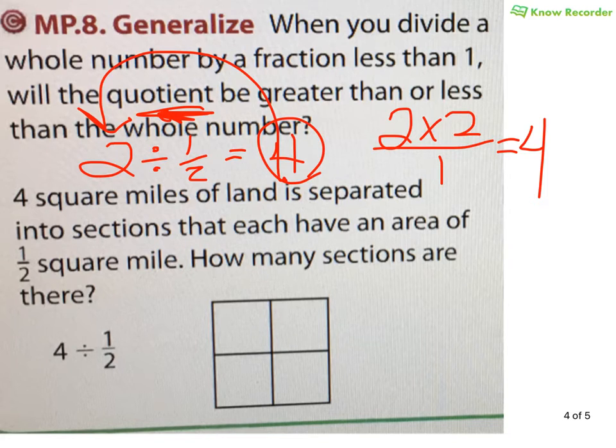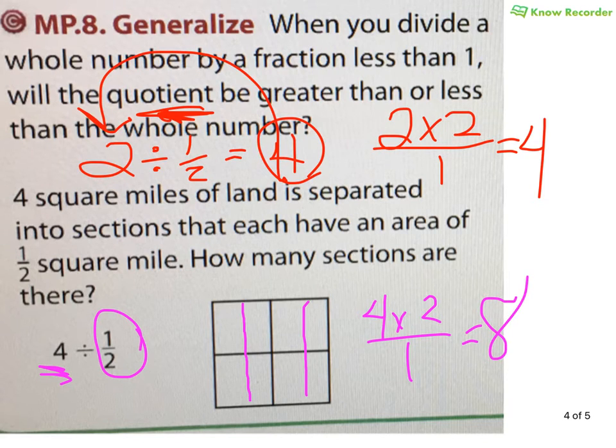4 square miles of land is separated into sections that each have an area of half a square mile. How many sections are there? So I have, once again, 4 square miles that I'm dividing into halves. So each one of those is 1 for a total of 4. Divide them each in half. And there you go. How many sections do I have? I can count it. 1, 2, 3, 4, 5, 6, 7, 8. All right. I could do the algorithm if I wanted. 4 times the reciprocal.